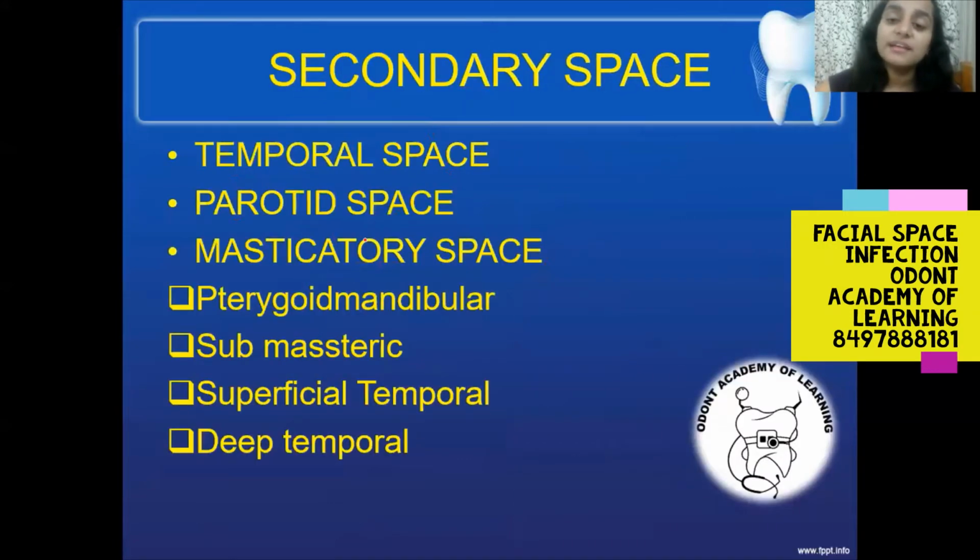Then we come to the secondary spaces. What is the meaning of secondary space? From the primary area, where else can it spread? So the second time when it spreads is known as the secondary space infection. The different types of secondary space infection of maxilla are the temporal space, the parotid space, and the masticatory space, which is further divided into pterygomandibular, submasseteric, superficial temporal, and deep temporal space.